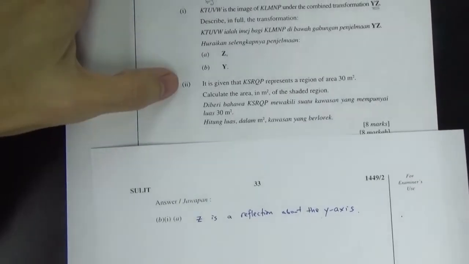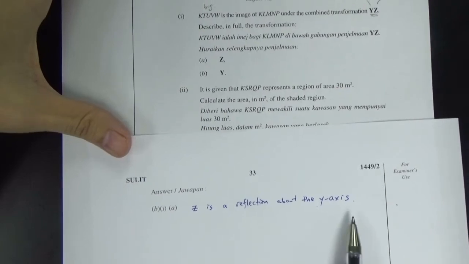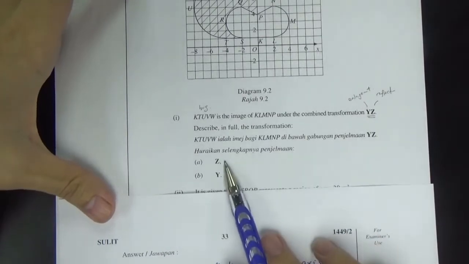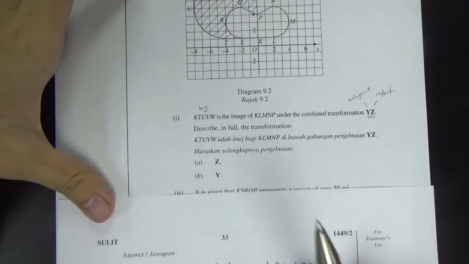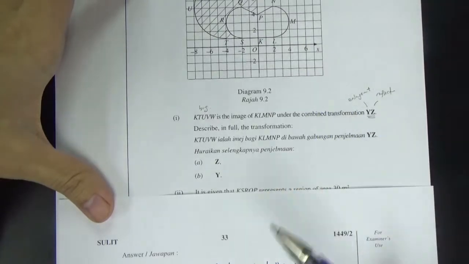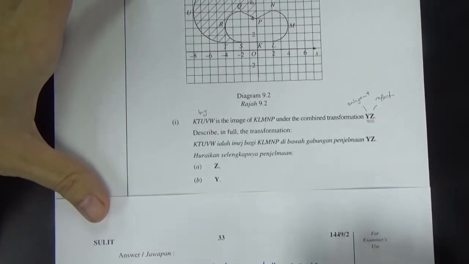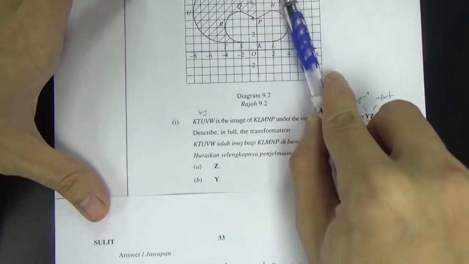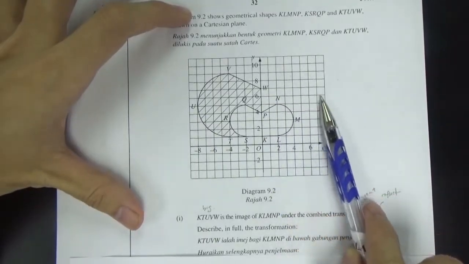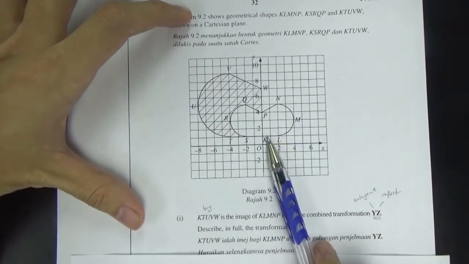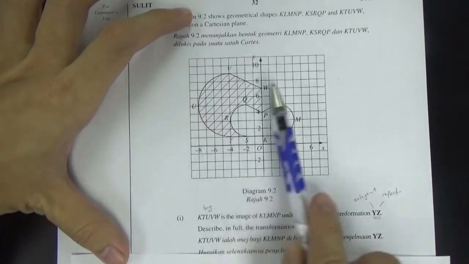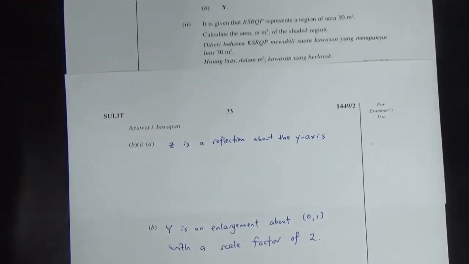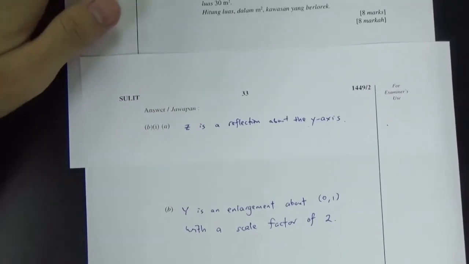Now before I move on to part B2, notice that the question 1 here for transformation Z and Y, the answer we can actually swap because the order doesn't really matter. For example, we can do the enlargement first about the same point here, so we can enlarge it with a scale factor of 2, and then we flip it over, we reflect it, which means we can swap this, it doesn't really matter. Okay, anyhow, let's move on to part B2.